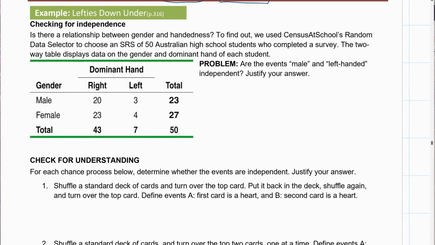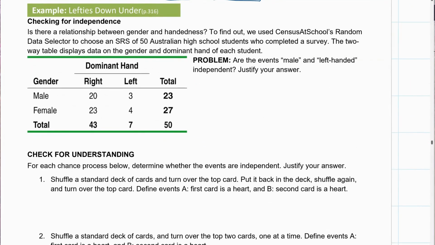Let's take a look at this. Is there a relationship between gender and handedness? To find out, we looked at some data of 50 Australian high school students. The two-way table gives the gender and the dominant hand. Are the events male and left-handed independent? Well, let's ask the question, what's the probability, at least according to this table, that a randomly selected person is male? Well, it looks like there's 23 out of 50, and that's 46%.